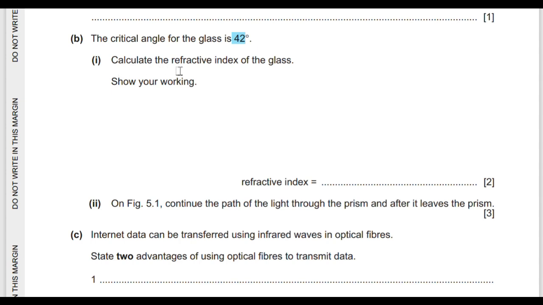Part B says the critical angle of the glass is 42 degrees. Calculate the refractive index of the glass and show your working. The formula that relates refractive index and critical angle is: refractive index equals 1 over sine of the critical angle. So I'll put in the value of the critical angle, which is 42. Refractive index is equal to 1 over sine of 42 degrees, and this will give you the answer of 1.5.